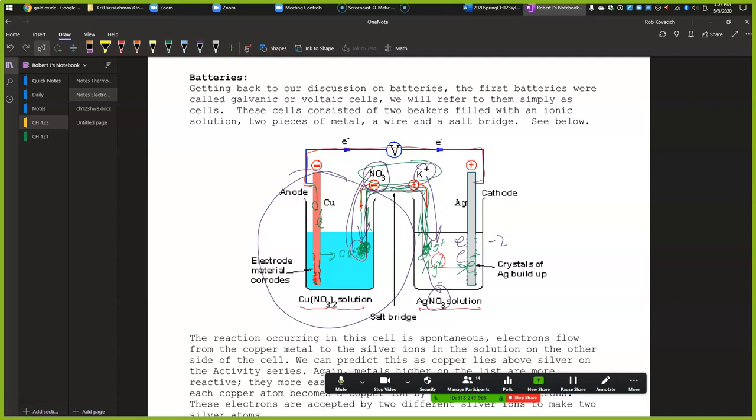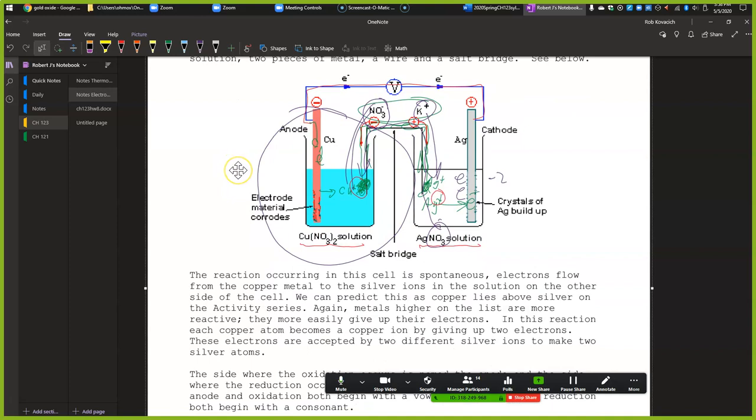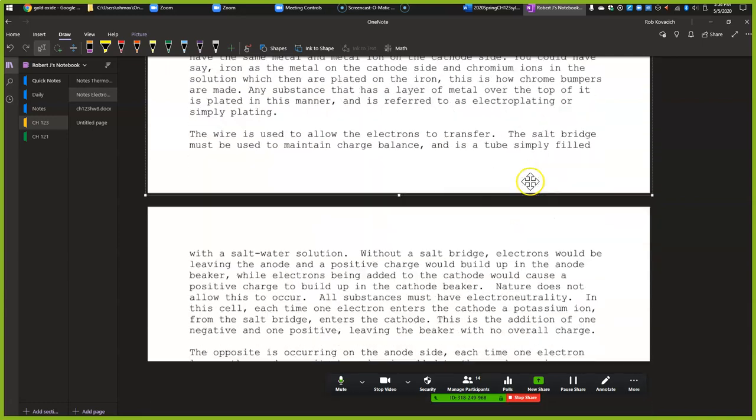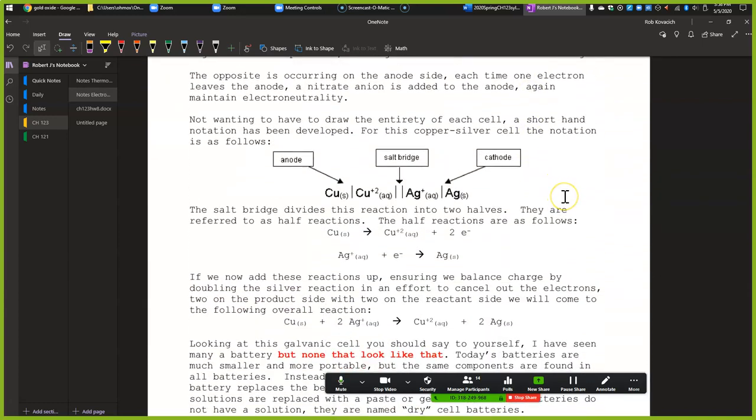All right, so you can draw this in a way that you don't have to make this entire apparatus. And this is what you write. So you say copper solid, you separate it by a line, and then you say copper solid turned into copper ion aqueous. The double line is the salt bridge. And then I started with silver aqueous, and that silver aqueous turned into silver solid.